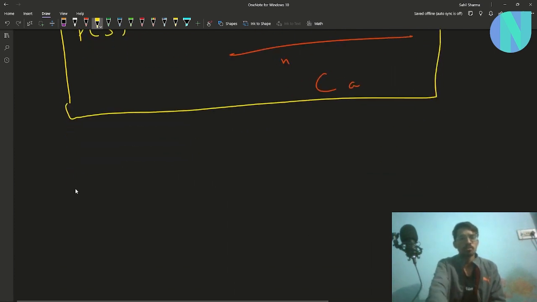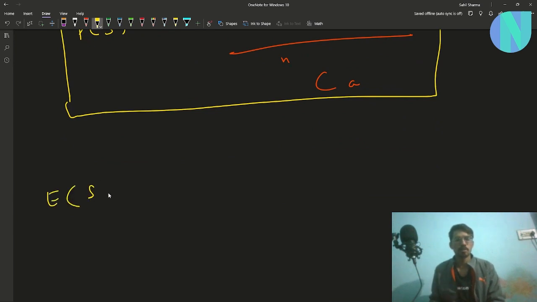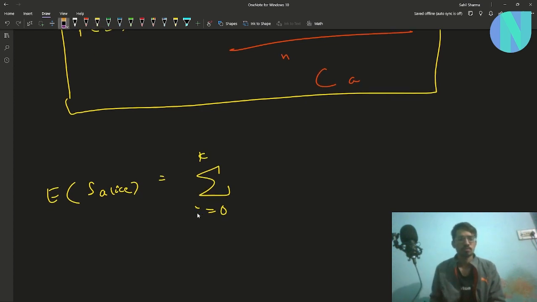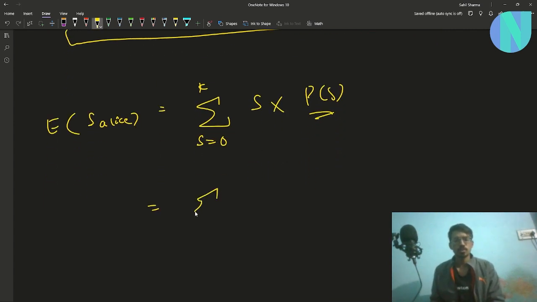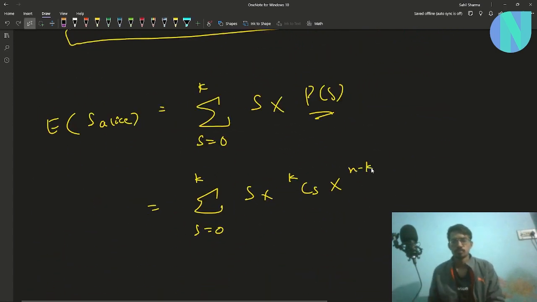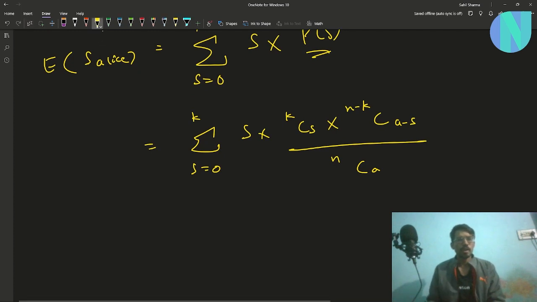So now our formula for the expected score of Alice is complete. You can say the expected score of Alice is nothing but the summation of S goes from 0 up to K, because your maximum score can be K, of S into P of S. And we have found the value of P of S: it is nothing but the sum over S from 0 to K of S into KCS into (n minus K) C (A minus S), over NCA. So now we have to evaluate this.